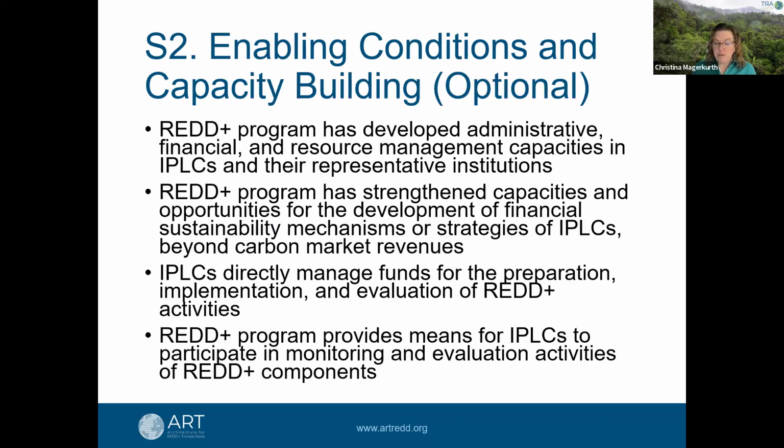There are 4 optional indicators for this outcome. Again, participants must report on at least one of these. So the first is that the REDD+ program has either directly or indirectly developed administrative, financial, and resource management capacities in IPLCs and their representative institutions. The second is that the REDD+ program has either directly or indirectly strengthened capacities and opportunities for the development of financial sustainability mechanisms or strategies of IPLCs beyond carbon market revenues. So for example, community enterprises, endowments, specialized service provision strategies by IPLC institutions, or similar events.